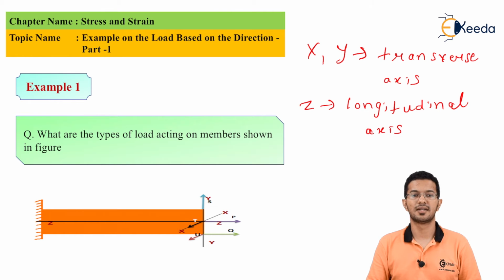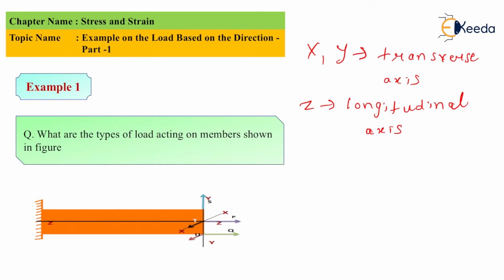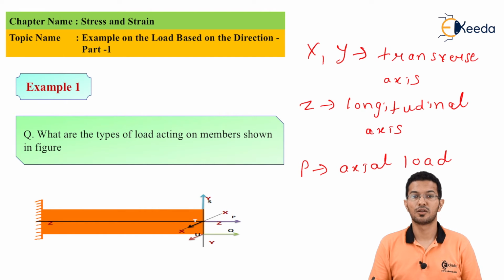Now, we can see that P is the normal load acting to the surface and along the longitudinal axis. Hence, load P is an axial load. Load Q is acting normal to the surface but is parallel to the longitudinal axis. Hence, load Q is eccentric axial load.